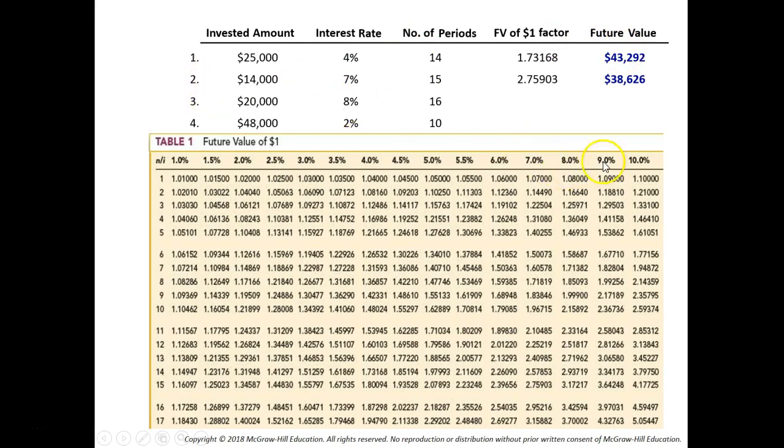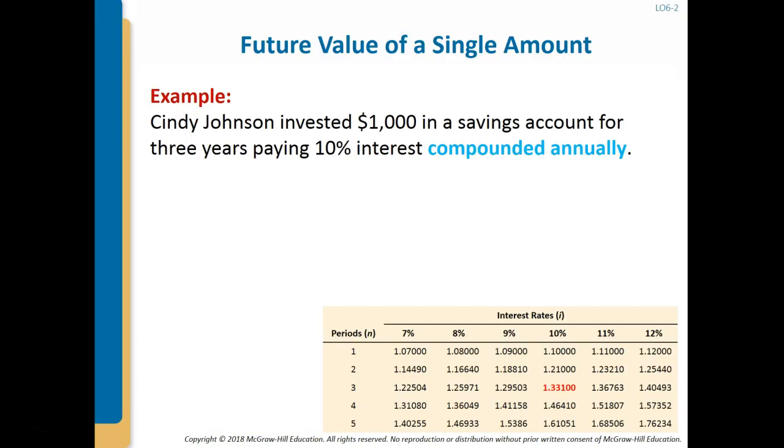Number 3, an 8% interest rate times 16 periods would be a factor of 3.42594. We'll multiply that 20,000 times that factor to get the future value of the interest rate with the number of periods to be $68,519. And then last, an interest rate of 2% with the number of periods of 10 would mean 1.21889. We'd multiply that times our invested amount to give us that future value amount.